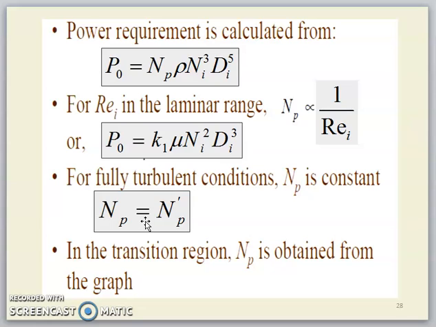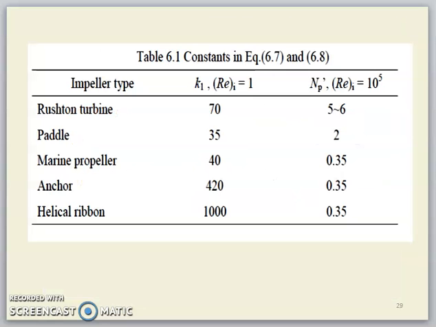As for the transition region, both the viscosity and density of the fluid have effects on the power requirement. So NP is obtained from the graph. The table here shows the constants for the Ki, and also the power number for each of the impeller types.